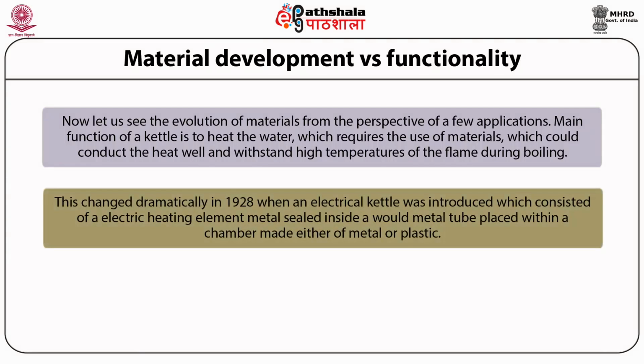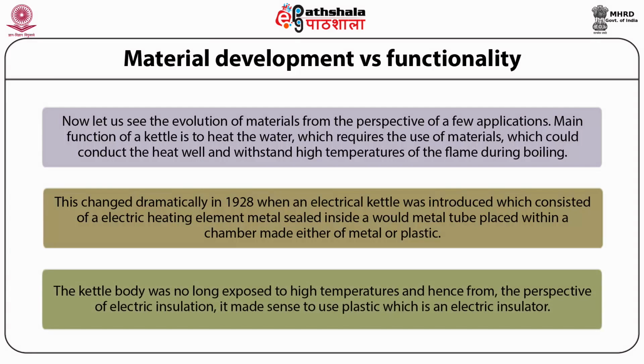This changed dramatically in 1928 when an electric kettle was introduced, which consisted of an electric heating element, metal, sealed inside a walled metal tube placed within a chamber made either of metal or plastic. The kettle body was no longer exposed to high temperatures, and hence, from the perspective of electrical insulation, it made sense to use plastic, which is an electrical insulator.